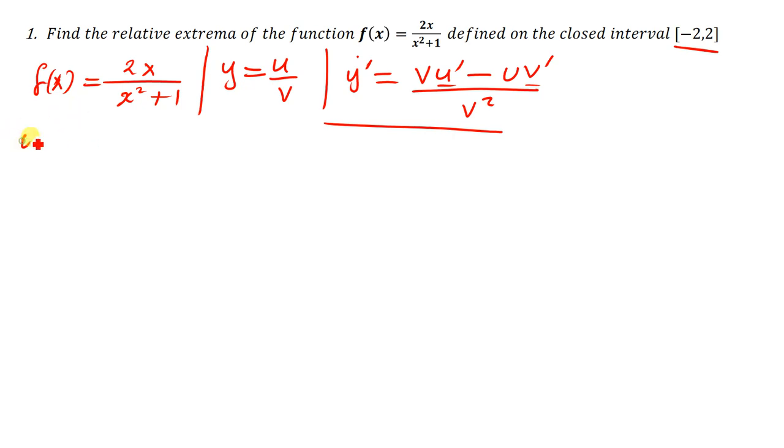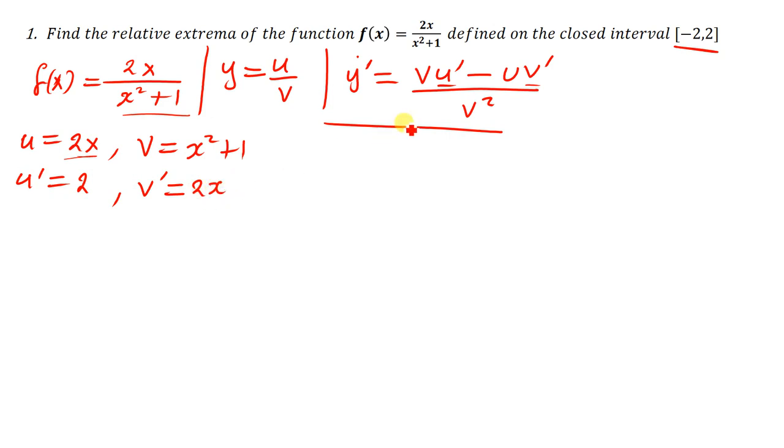So my u is equal to 2x, then v is the denominator, which is x squared plus 1. We find u prime: when you differentiate 2x, you just get 2. Then v prime will simply be 2x. Now we plug them into this equation to find f prime of x.